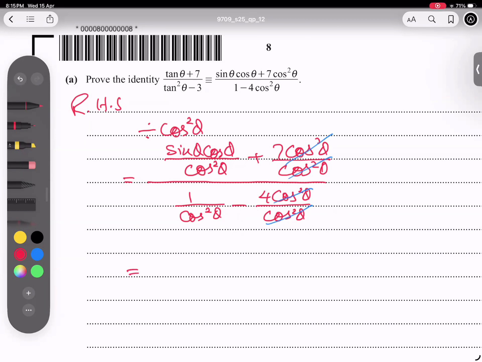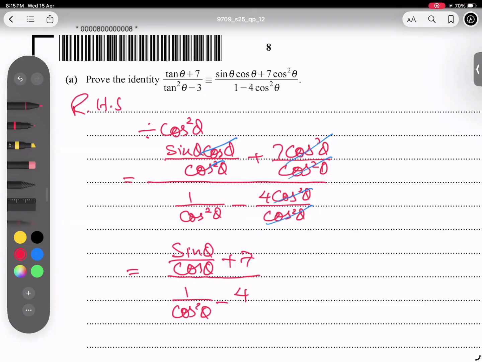So what is left here? This power 1 cancels. So what is left in the numerator? Sine theta by cos theta plus 7, and down I got 1 over cos square minus 4 from here.